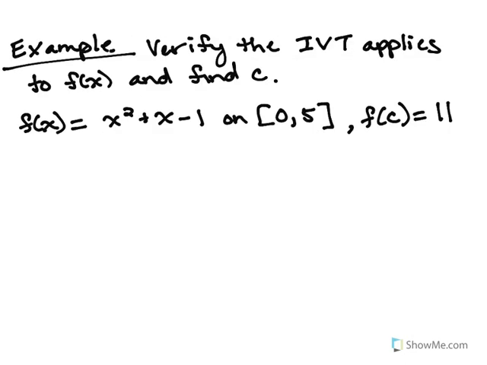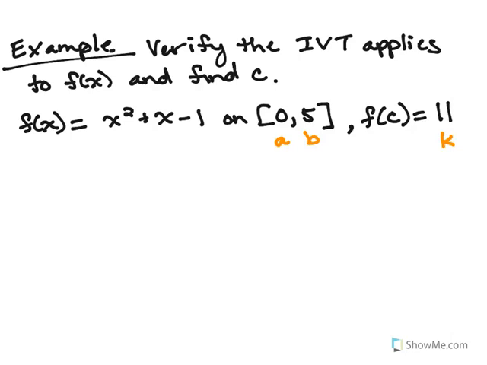Okay, so what do we do with this? Verify the intermediate value theorem applies to the function and find C. Find the x value where this occurs. Okay, so I've got the function f of x equals x squared plus x minus 1 on the interval 0 to 5. So that's my A and my B. And I'm saying find the value of C, or the value of x, that makes the function equal 11. Okay, so my k would be the 11.